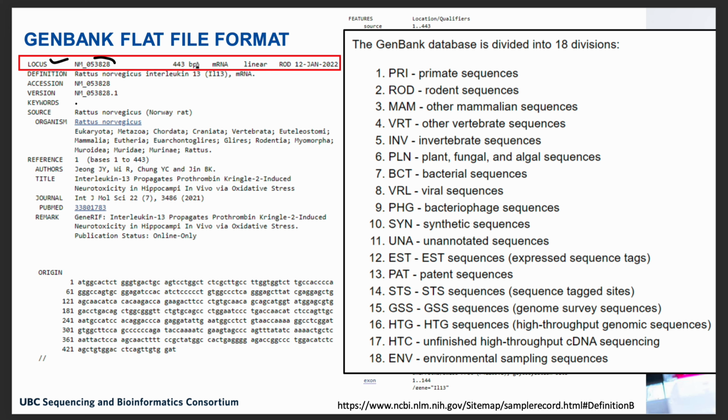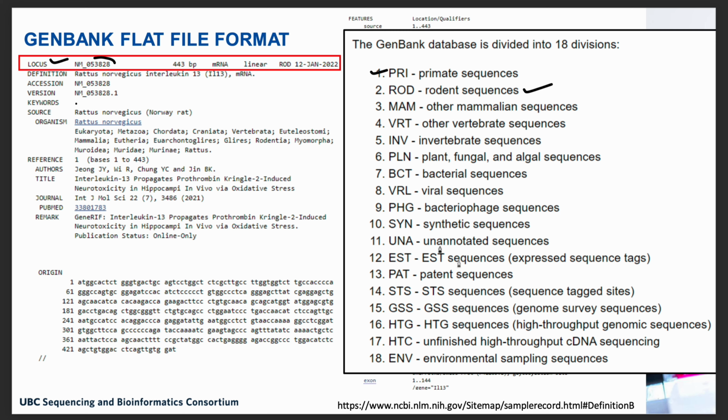Then we have sequence information, and you will see that in the GenBank databases it is divided into 18 divisions. The first one is PRI, which is the primate sequences. Then we have ROD, which is rodent sequences. Then MAM, VRT, INV, PLN, BCT, and many others.